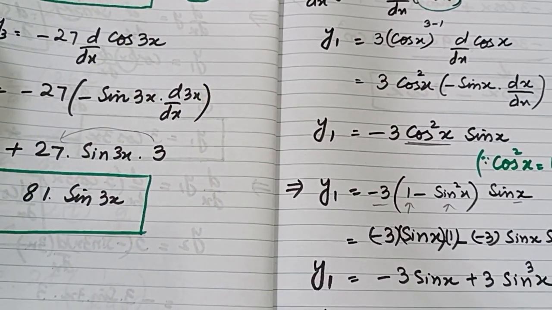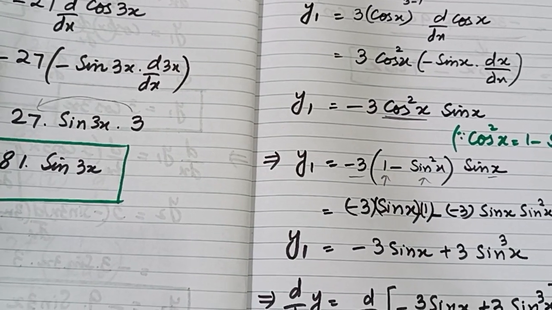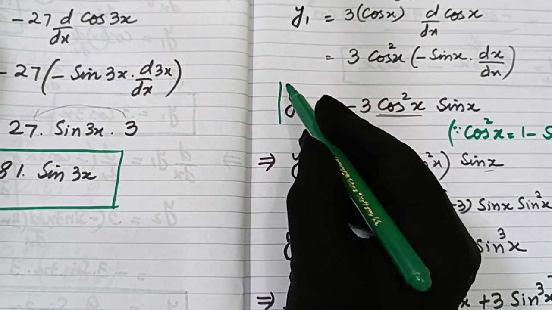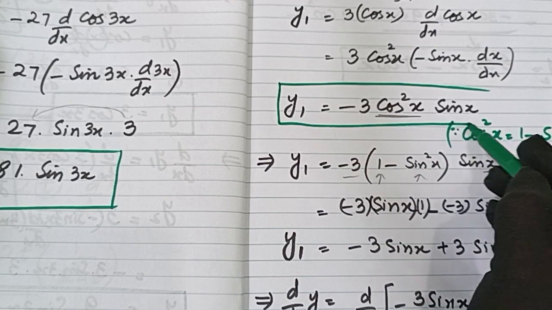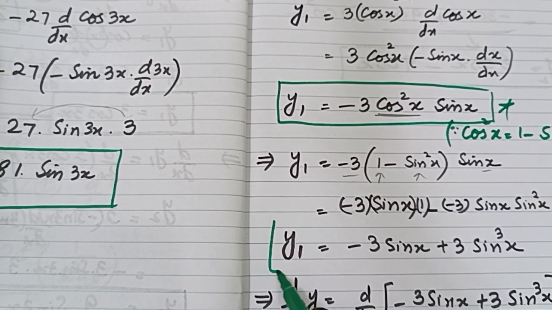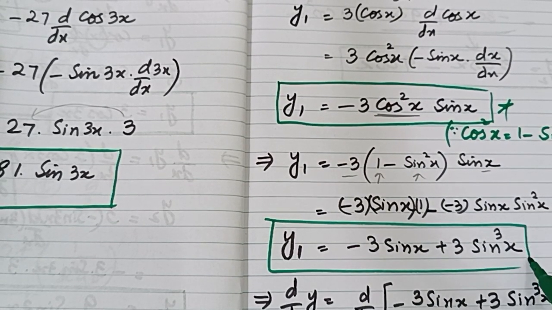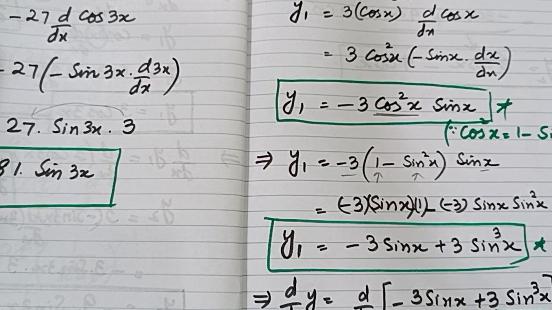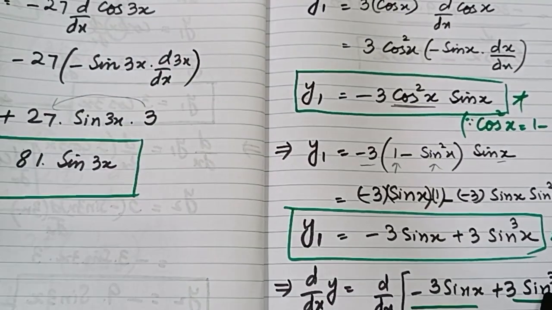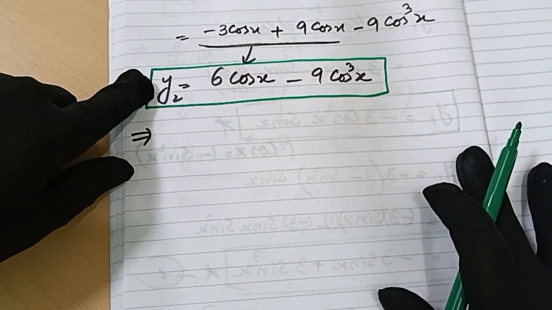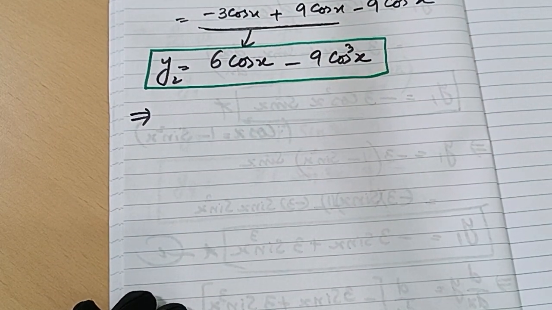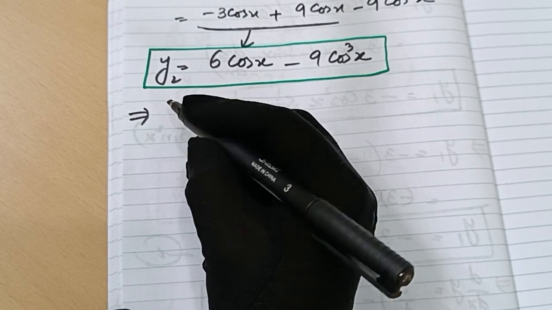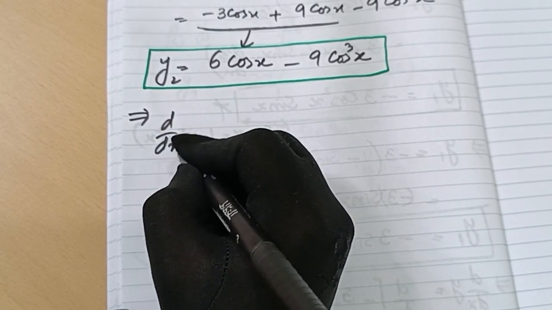Here the first derivative was done. Whether in this form or in this form, this is also okay, and this formation for the first derivative is okay. Now the second derivative is done. Now for the third derivative, we will take the derivative again.